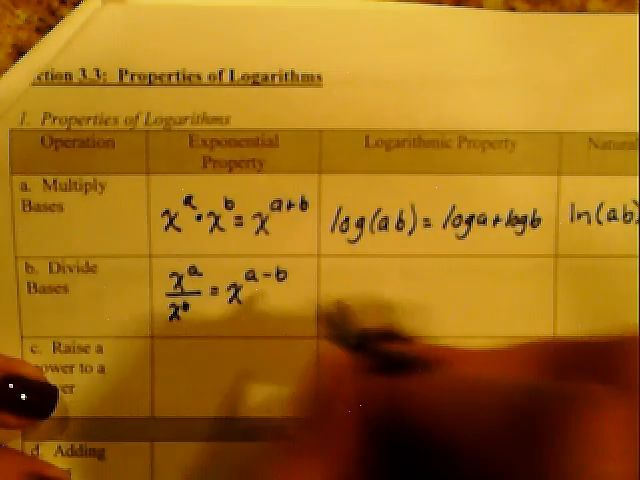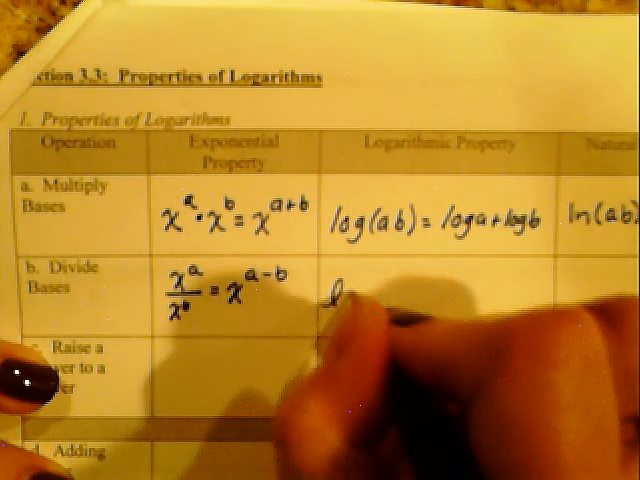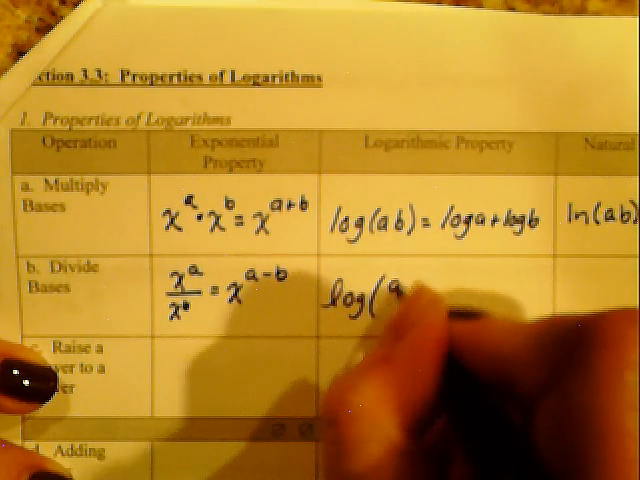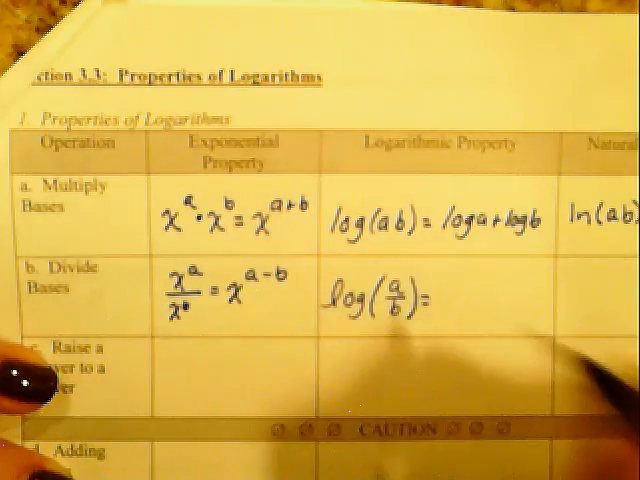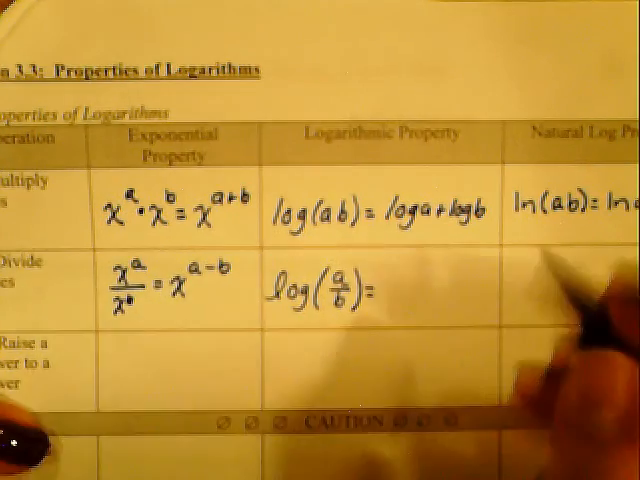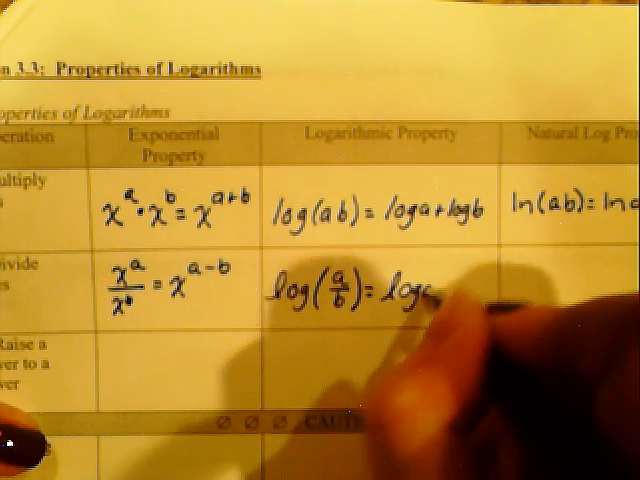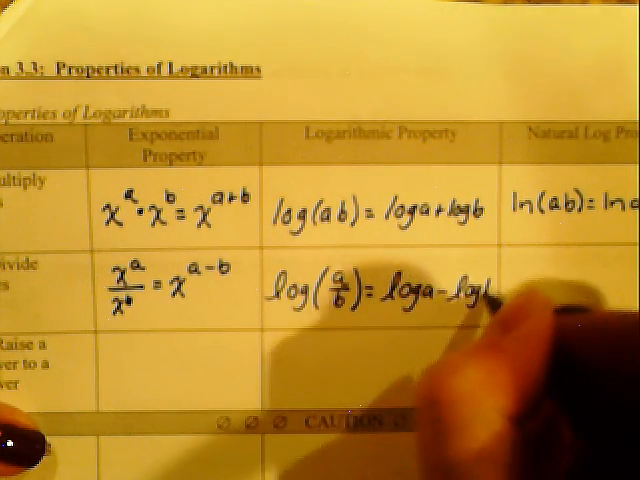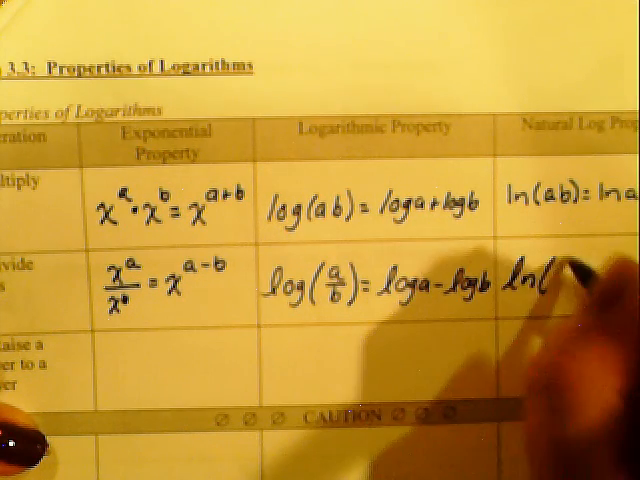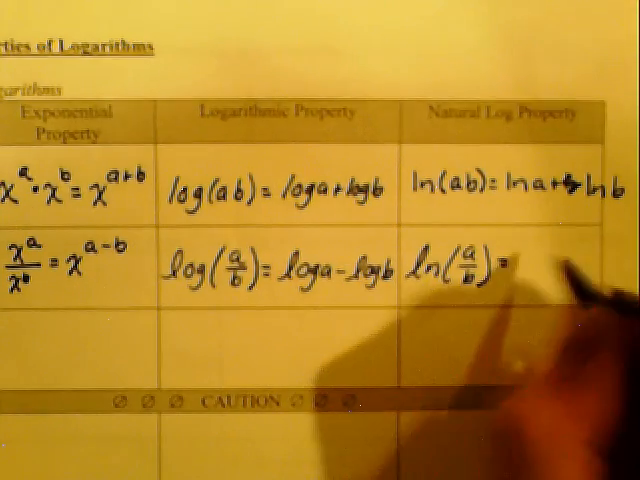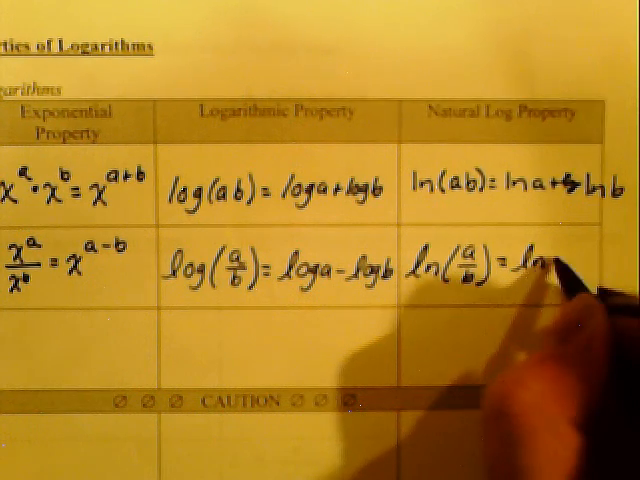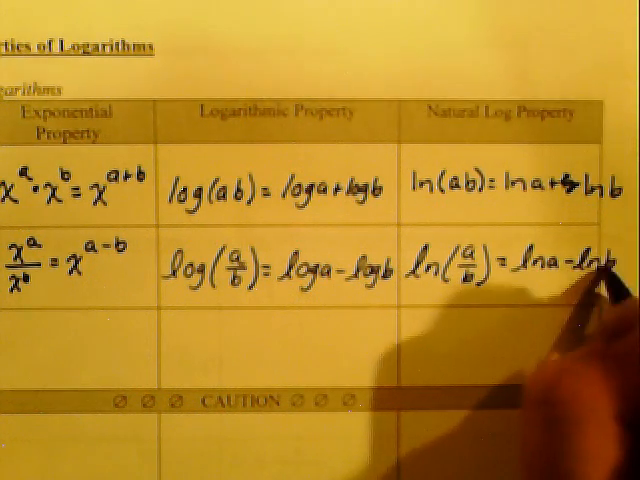Your logarithmic property of division states that if you're taking the log of a quotient, you can rewrite it as a difference. So you can rewrite the log of A divided by B as log of A minus log of B. This is also a natural log property. So you can take natural log of A divided by B and rewrite it as the natural log of A minus the natural log of B.